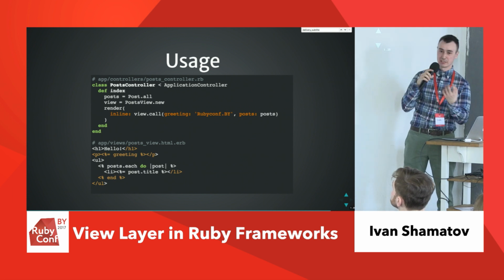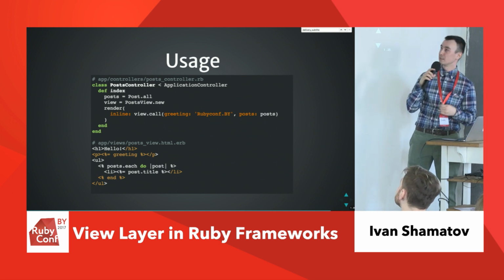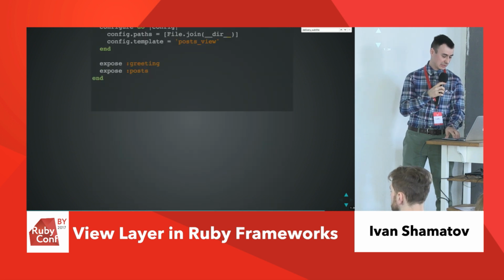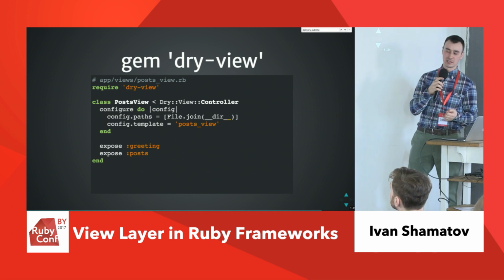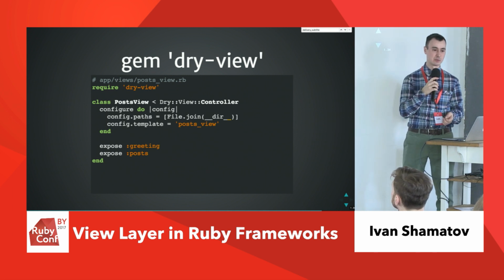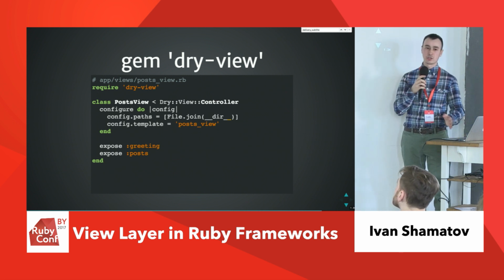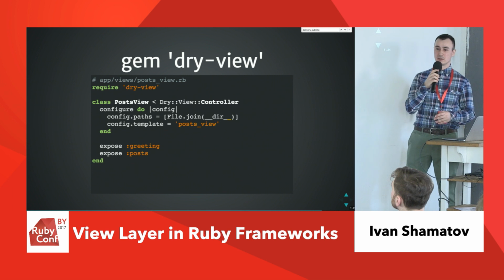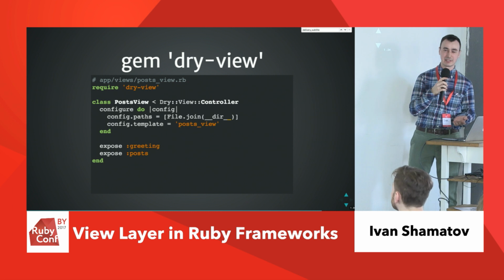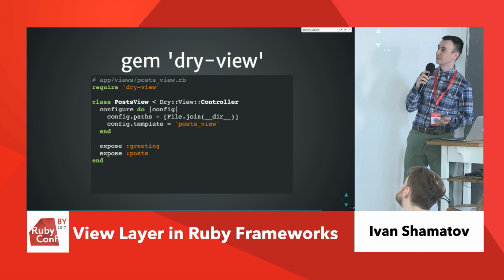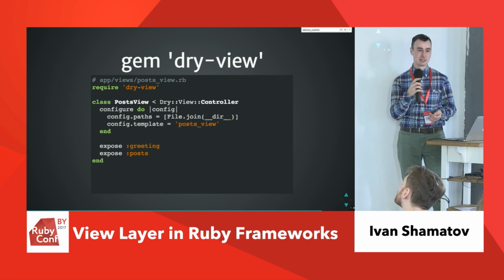And you have a real PostView object, which you can test, and Dry View gives you access to properties you have passed via exposure. If we are not talking about HTML, I guess that kind of interface we can see in Grape-entities.